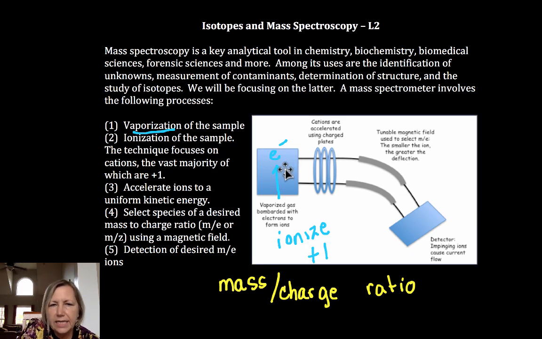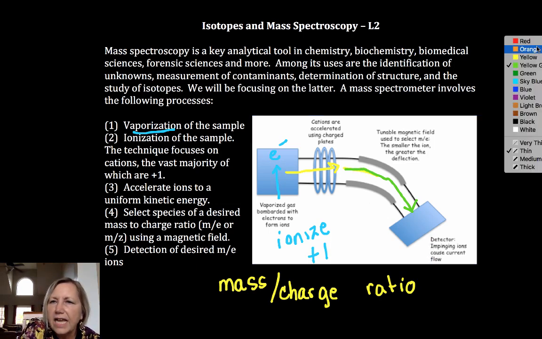Once you've ionized and we have these ions, they're going to go through some charged plates that will accelerate these cations. Then they're going to go through a magnetic field. This magnetic field is going to select our particular ion. The ion we want, you tune that magnetic field so it makes it to the detector and impinges on the detector, causing current flow.